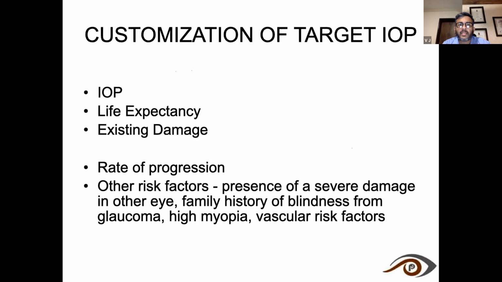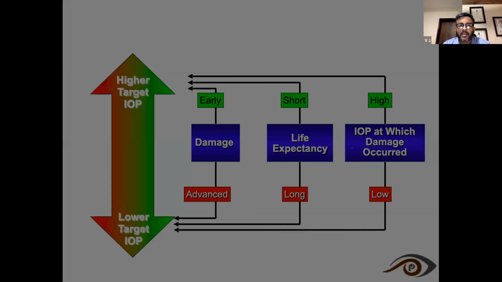How much damage does the patient already have? Meaning both optic nerve head damage as well as damage seen on visual field, that is the loss of visual field. Other factors like rate of progression are also important, and other factors on an individual basis are presence of severe damage in the other eye, family history of loss of vision due to glaucoma, high myopia, and other vascular factors.